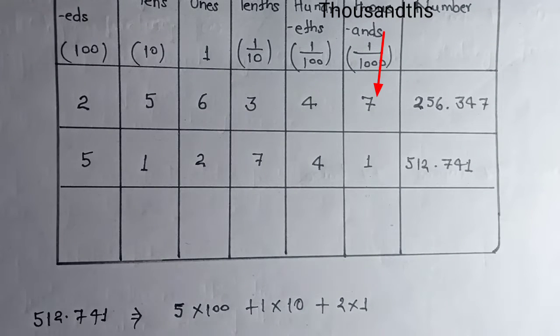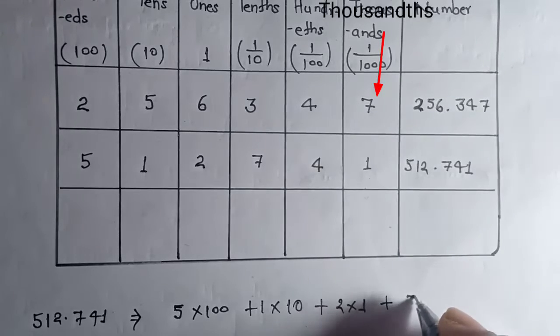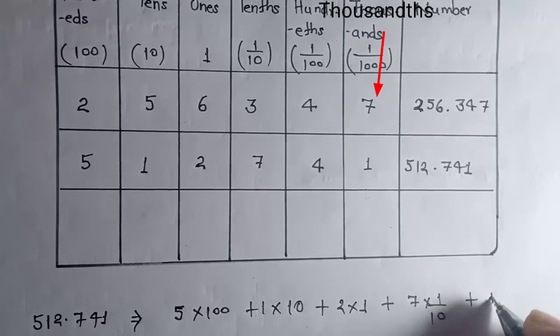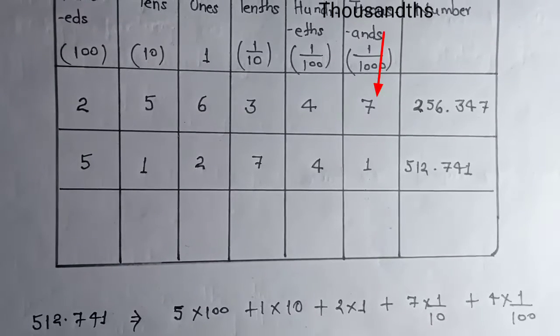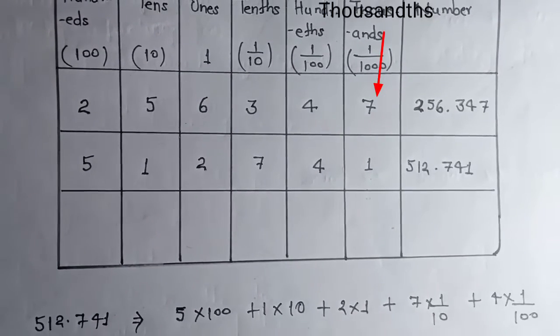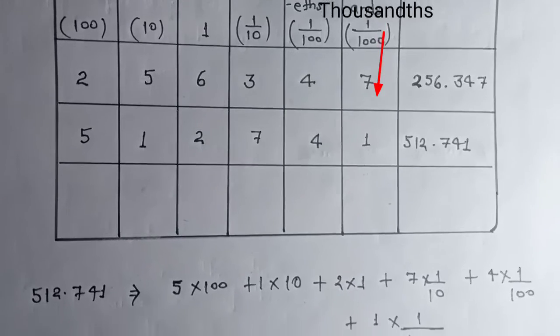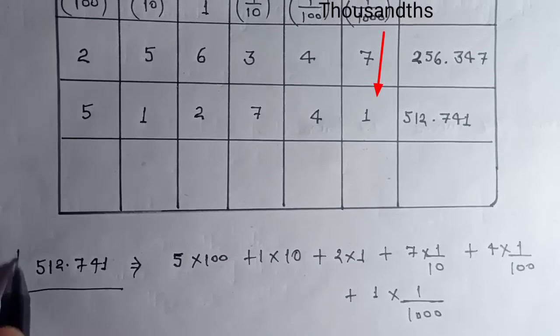And after the decimal point, 7 is given, and 7 is placed at tenths place, so plus 7 into 1 upon 10. This 4 into 1 upon 100, and plus 1 into 1 upon 1000, because this 1 is placed on thousandths place. You can see this too. So this is the expanded form of this decimal number.